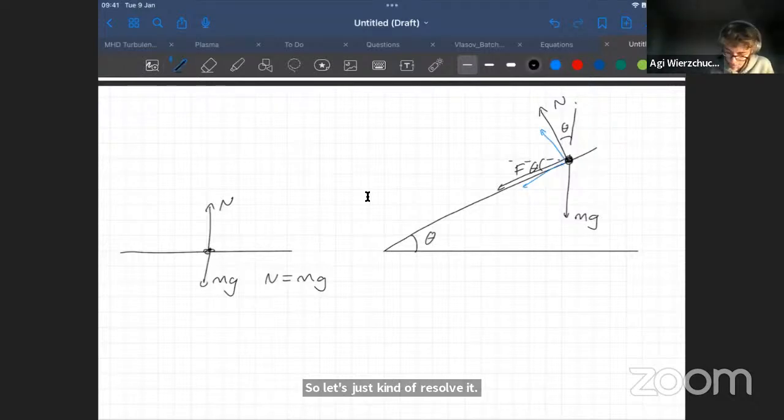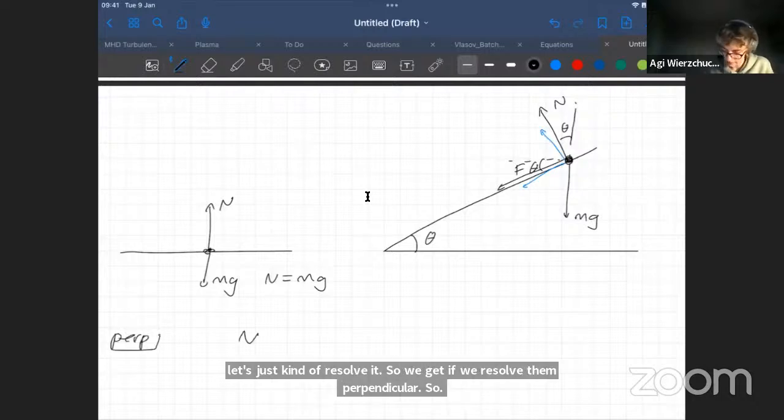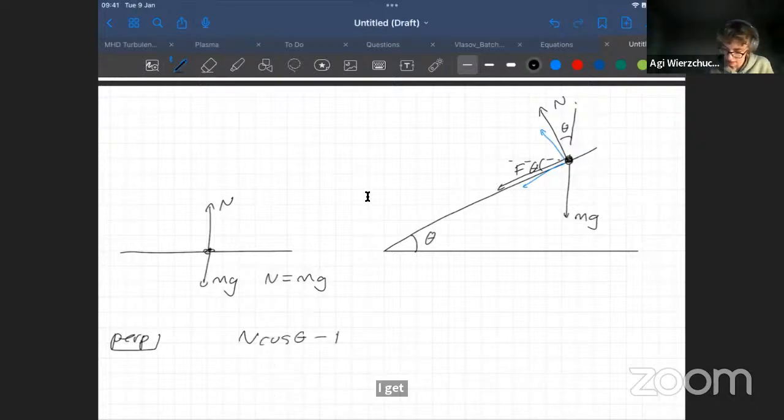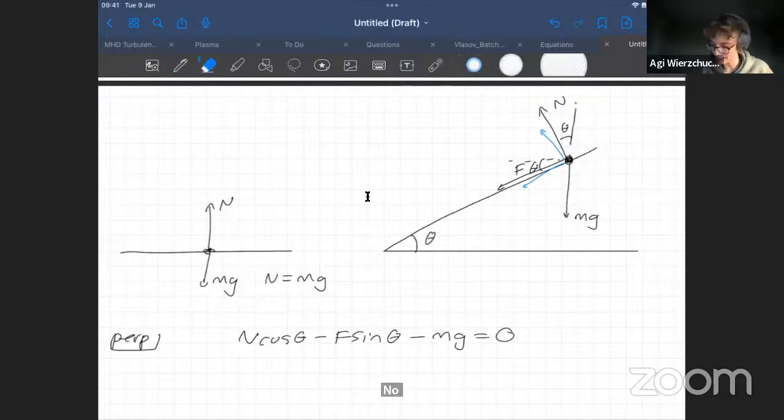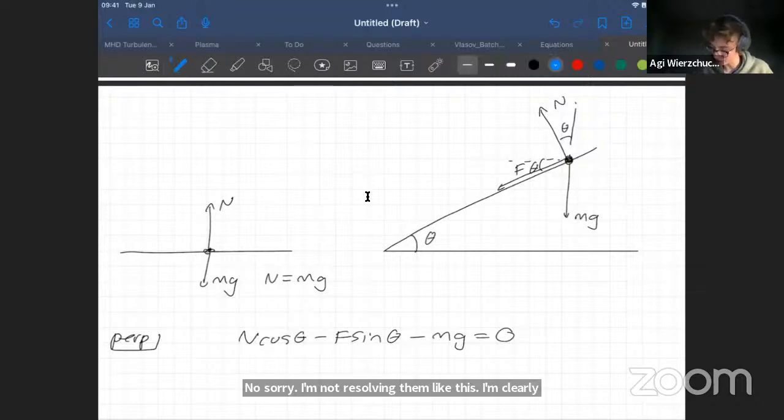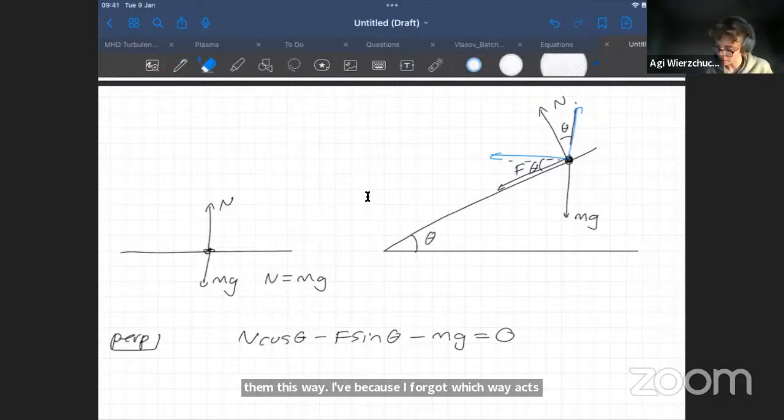If we resolve perpendicular, I get N cos theta minus F sin theta minus mg is equal to 0. Again, because this is perpendicular and there's no motion, the centripetal force, no, sorry, I'm not resolving them like this. I am actually resolving them this way, because I forgot which way it acts. Anyways, kind of resolving everything this way. Probably should label it a bit better.